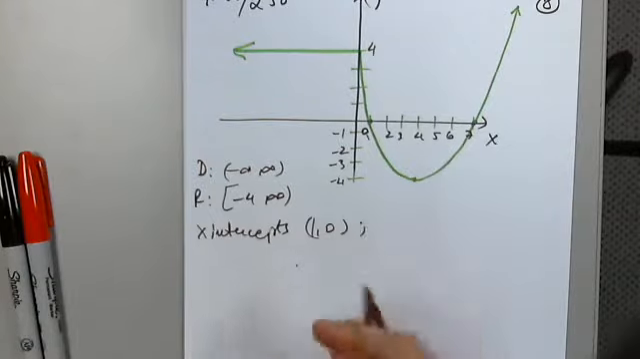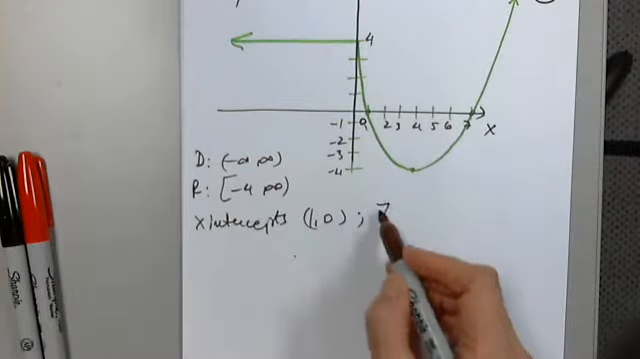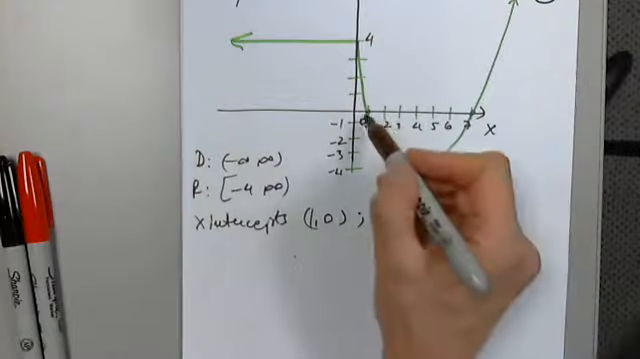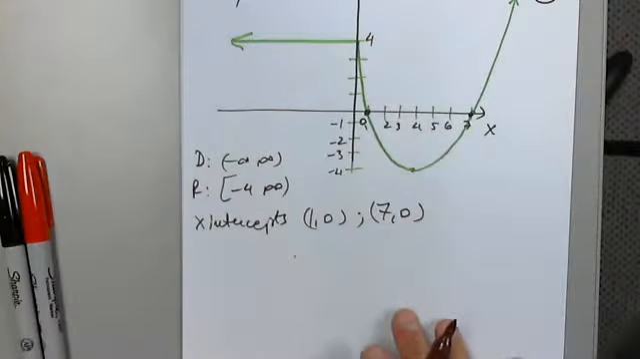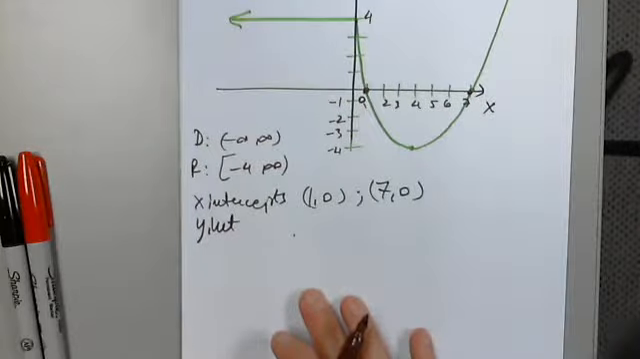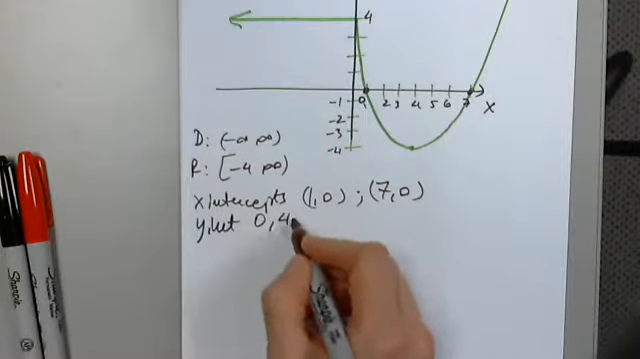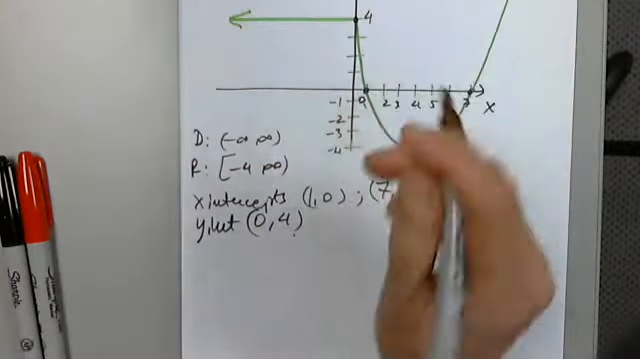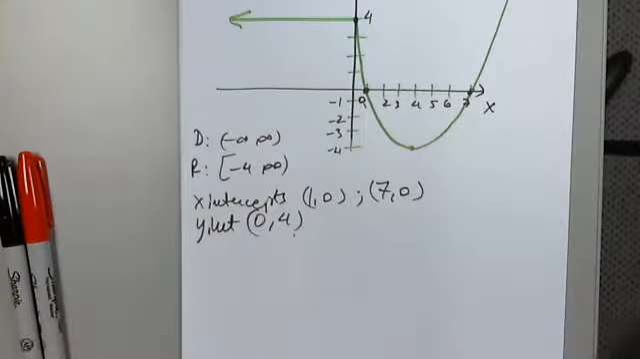(1, 0). Very good. (7, 0). Do we all agree with (1, 0) and (7, 0)? Now the y-intercept. Do you all agree with (0, 4) as this point right here as the y-intercept? We agree? Yes? Okay, next question.